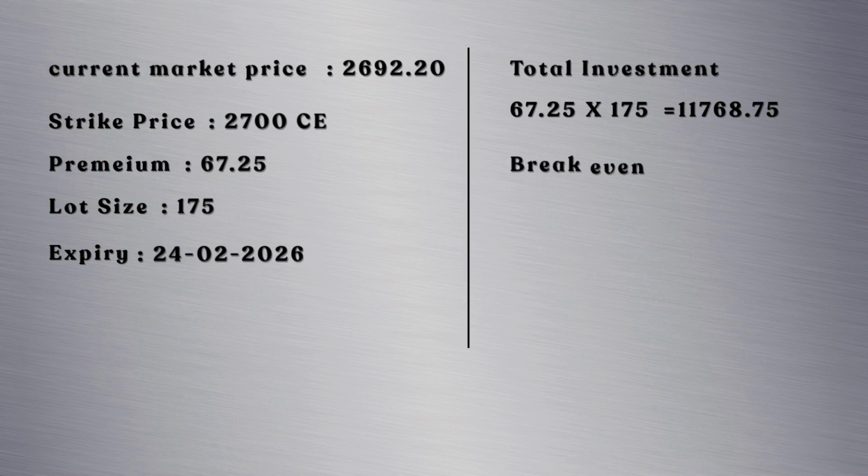Your break-even will be the strike price plus the premium paid. So when 67 rupees and 25 paise is added to 2,700 rupees, the break-even level becomes 2,767 rupees and 25 paise. Only above this level at expiry will you start making net profit.